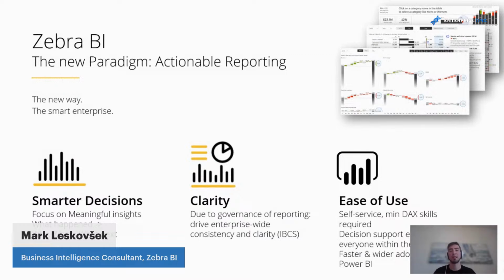The second pillar is clarity. By following the IBCS standards, you will achieve clarity and consistency across the whole organization. Sounds like a simple thing to do, but doing it manually is actually quite hard. And the best thing here is that the standards are incorporated in the visuals themselves. So the last pillar would be ease of use, and it refers more to the technical side, creating reports in a simple and better way, as well as for the business side by driving and improving the so-called data culture, while requiring minimum DAX skills.